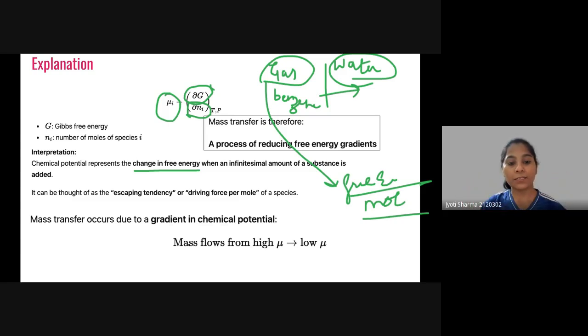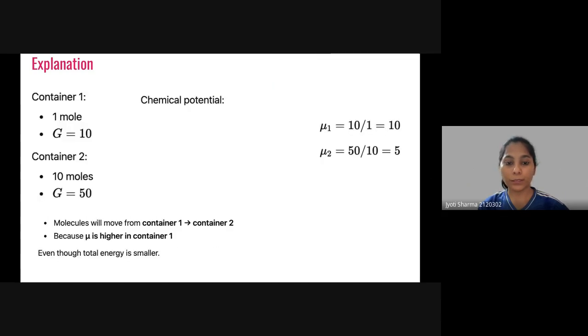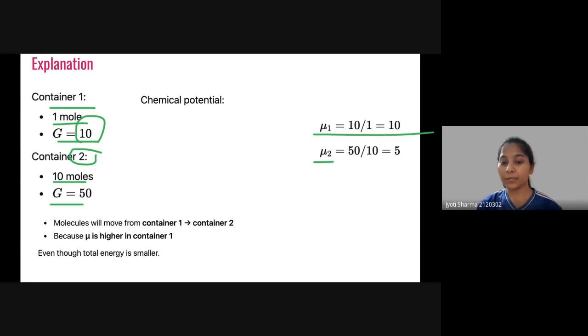So this is the change in free energy when you are adding some substance. And mass will flow from high chemical potential to low chemical potential. And I think, yeah, this is the example that I put. For example, in container one, you have 1 mole and the Gibbs free energy is 10. So what you will do is calculate the chemical potential. So chemical potential will be 10 upon 1. This is equal to 10, right? In container 2, if you have 10 moles, but your Gibbs energy is 50, the chemical potential will be 50 by 10. That will be equal to 5.